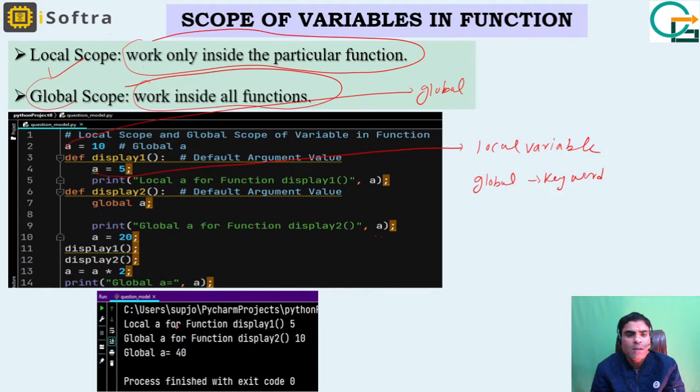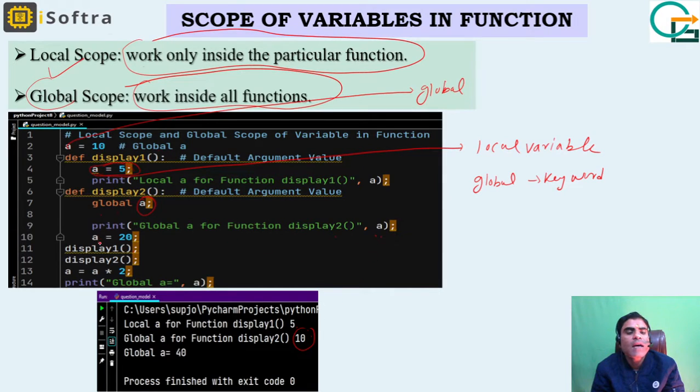You can see local A for function local A. When display one is called, it will print local for function display one, and the value is 5, because the local scope variable value is 5. And when the function display 2 is called, global A for function 2 is 10 as before, because A is not local here, we are using the global variable A inside function 2. So it will print global for function 2, value is 10.